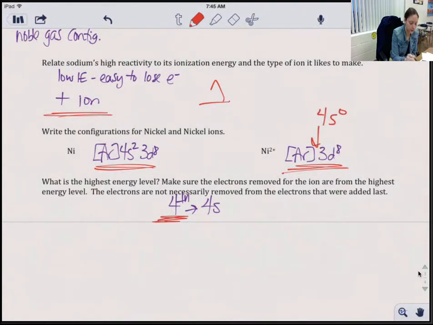Sometimes you'll see 4s0. That helps. Okay, but you don't lose the ones on the end. You always lose the ones with the highest number. We're talking about a D block.